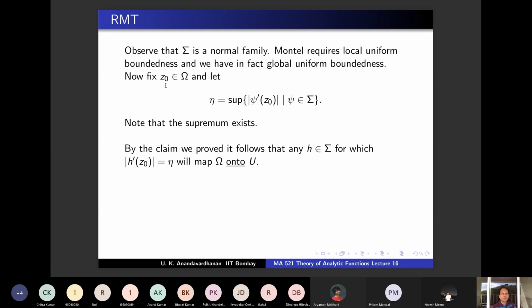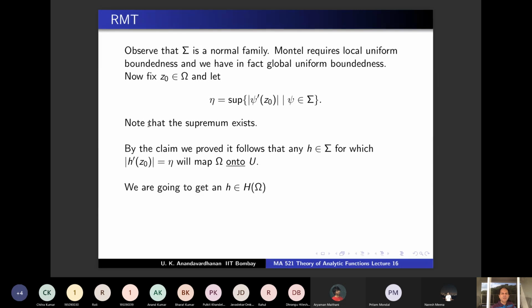That was the strength of our claim. Take a point z0 and consider this. Suppose you have a function which attains the supremum, modulus of h prime z0 is eta, then this has to be onto. Why? Because if it is not onto, I can construct a function in that family whose derivative at z0 has modulus strictly bigger than this. But that will contradict eta being the supremum. So that has to be onto.